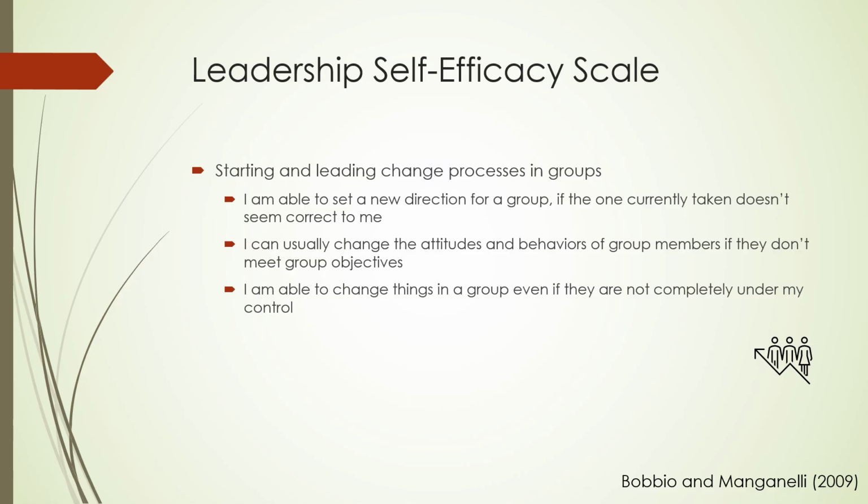Now, the first category is starting and leading change processes in groups, right? And then the first item is: I'm able to set a new direction for a group if the one currently taken doesn't seem correct to me. Now, I want to rate myself a 6 on this key item. I can usually change attitudes and behaviors of group members if they don't meet group objectives. I will rate myself a 5 on this key item. And then the last item for this dimension is: I'm able to change things in a group even if they are not completely under my control.